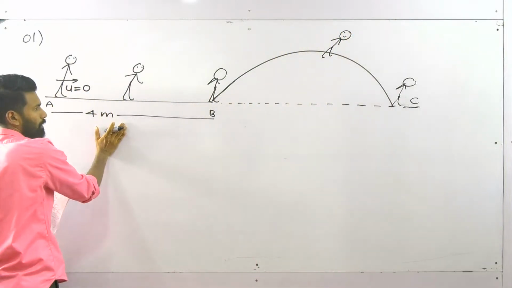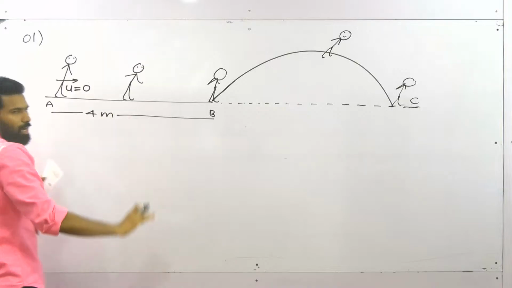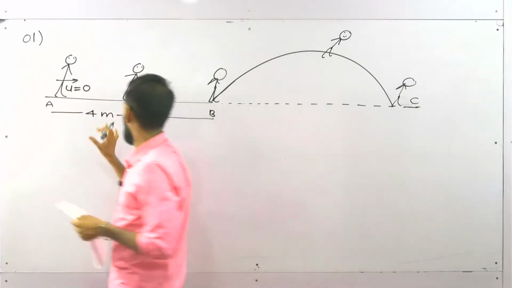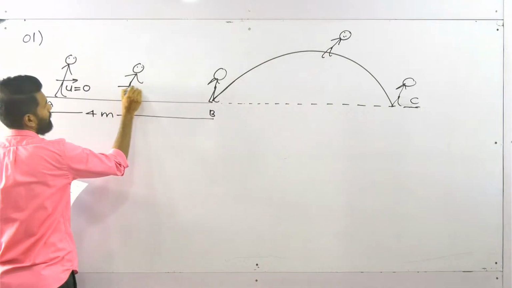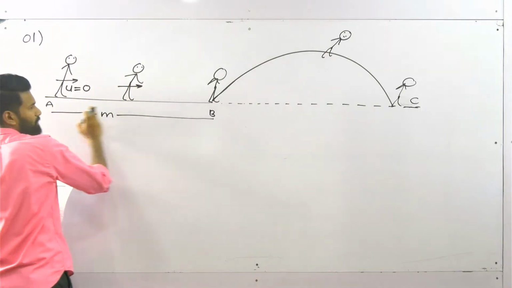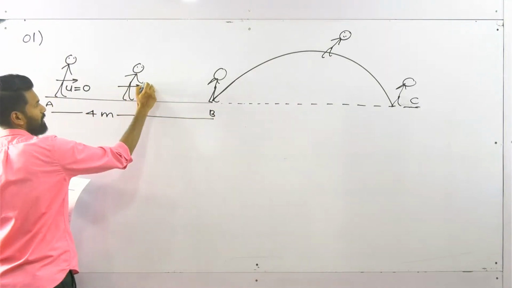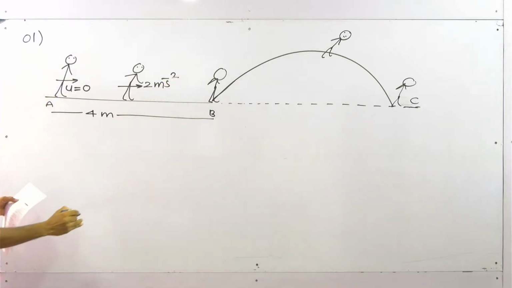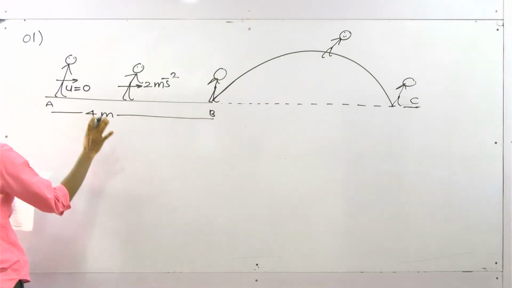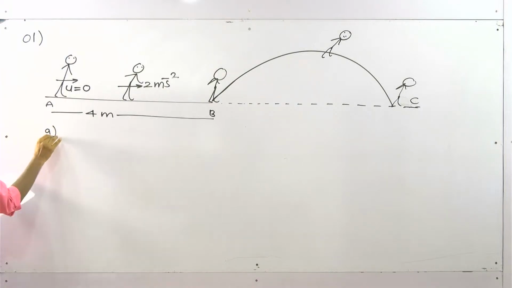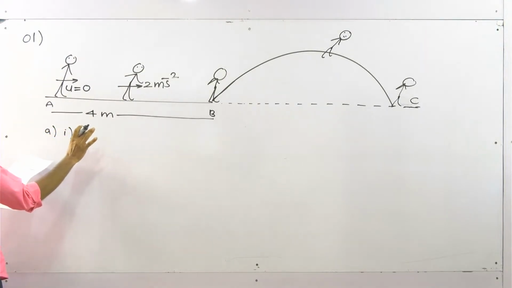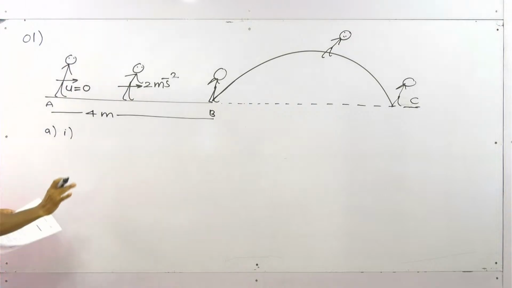Now, I will answer these questions one by one. Okay, first, wait, let's mark it. Here, to run this first 4 meter distance, she has an acceleration of 2 meters per square second. Okay, let's see what happens. Part A, Roman number 1, determine the time taken by the athlete to travel from point A to B.